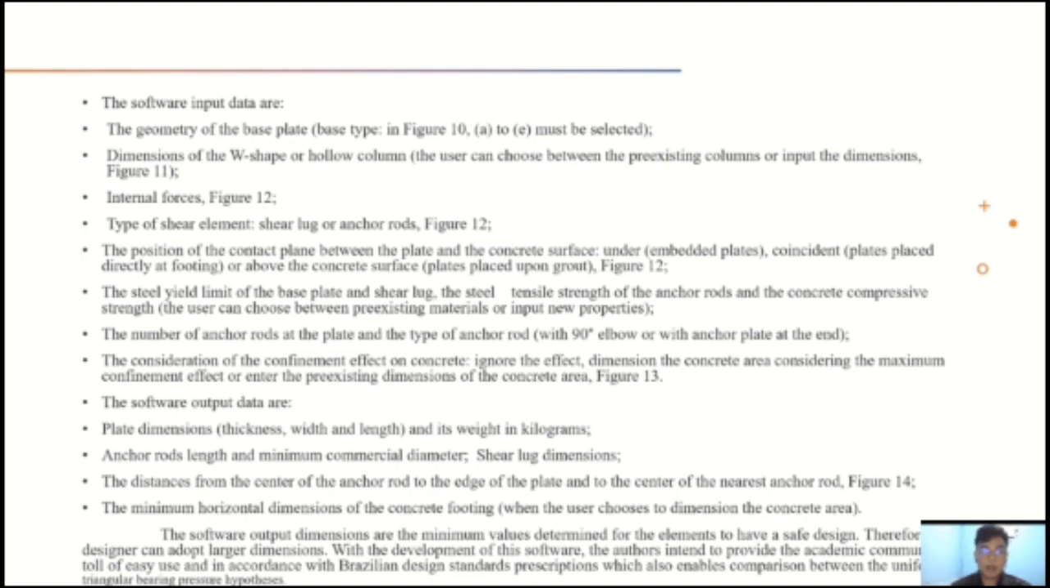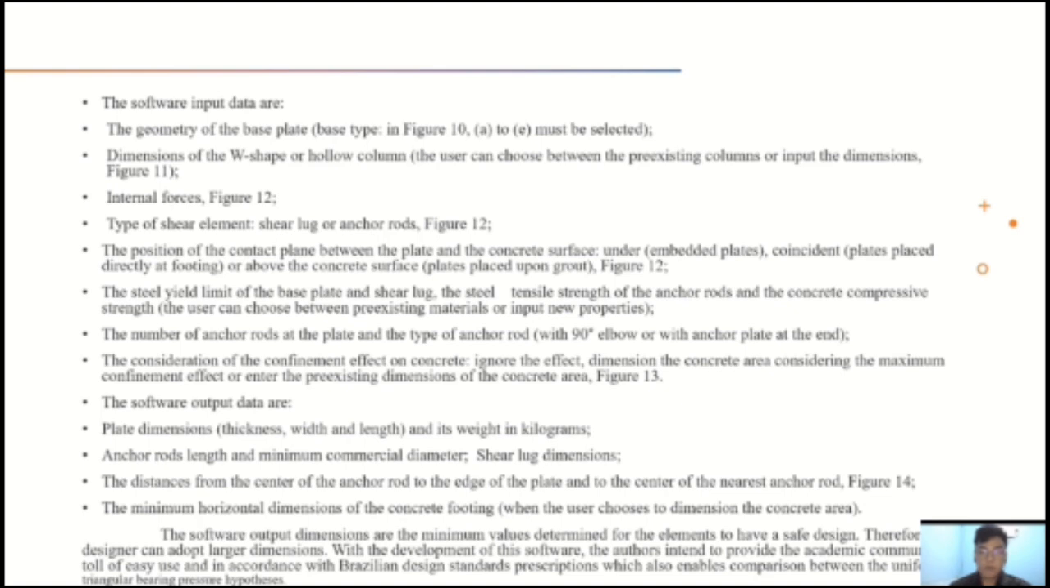The number of anchors at the plate and the type of anchor rod, with 90 degrees elbow or with anchor plate at the end. The consideration of the confinement effect on concrete: ignore the effect of dimension, the concrete area considering the maximum confinement effect, or enter the pre-existing dimension of the concrete area, figure 13.